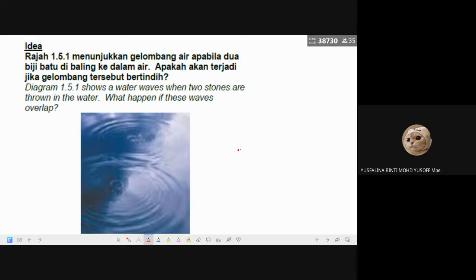So let's say if I throw two stones here, this one will produce a circular wave, and this one will also produce a circular wave. You can see at the middle here there is a wave that overlaps with each other. So this is what we call the interference. Okay, so let's see the video. This is the example of the interference. You can see there is a part here where the waves overlap with each other. So this is the example of the interference of wave.